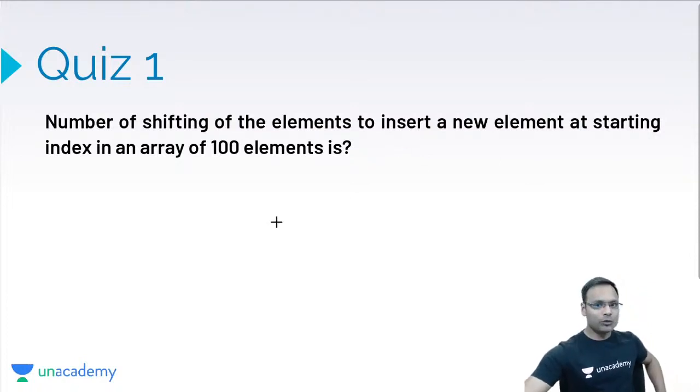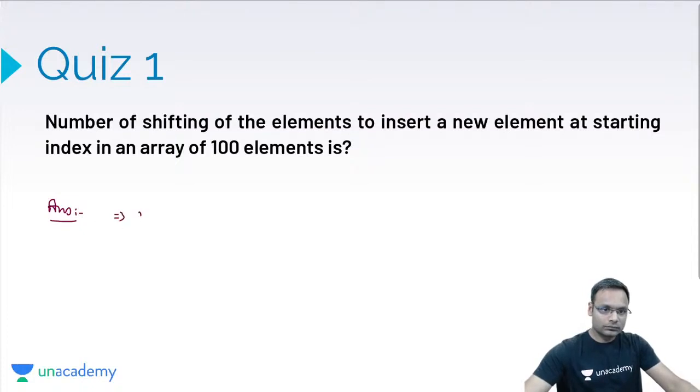Number of shifting of elements to insert a new element at starting index in an array of 100 elements is. If you are inserting a new element at the starting index, then the total number of shifting will be all the elements. Answer will be equal to n, which is 100.